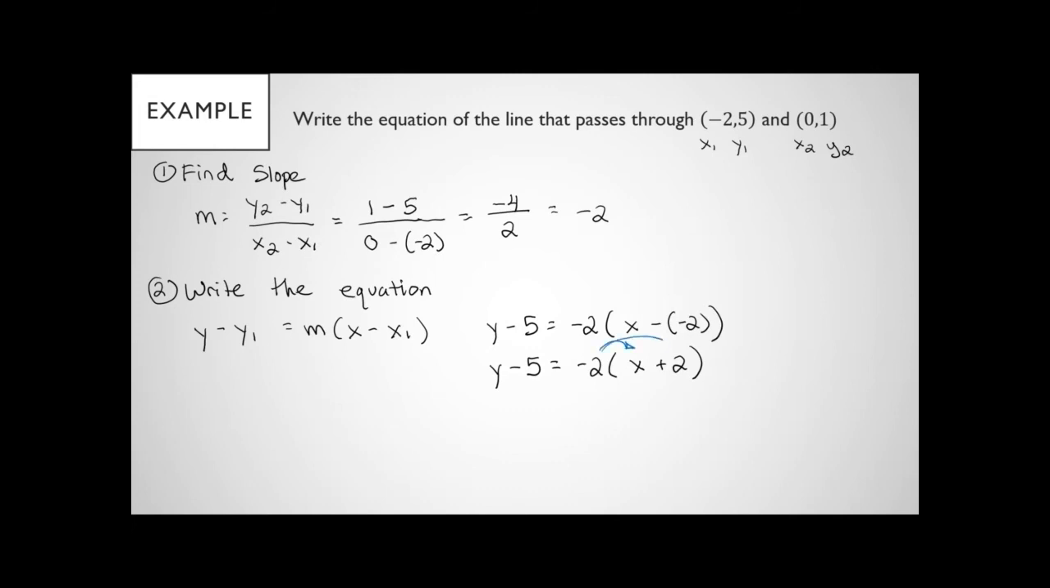So I'm going to distribute, because I want to solve this for y. So I get y minus 5 equals negative 2x, and then we get a negative 4. Negative 2 times 2 is negative 4. We're solving for y, so we're going to add 5 to both sides. And this gives us y equals negative 2x. The negative 4 plus 5 is 1, so that's plus 1.